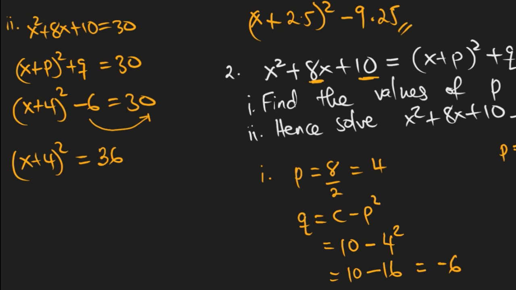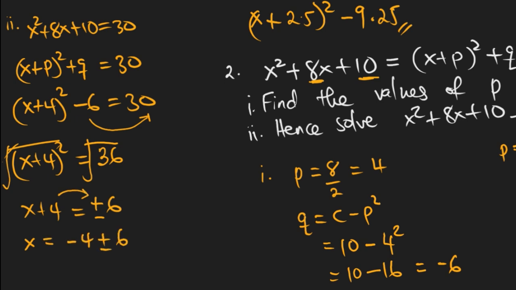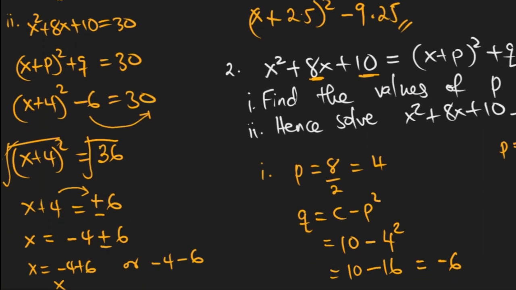Now I'm looking for x, not x squared. So I find the roots of both sides, and then the root cancels the square. So I'll have x plus 4 equal to root 36, which gives me plus or minus 6. So over here too, I take the 4 to the other side. So x is equal to negative 4 plus or minus 6. This means x is equal to negative 4 plus 6 or negative 4 minus 6. So our final answer is x equal to 2 or negative 10. I think this is very easy.